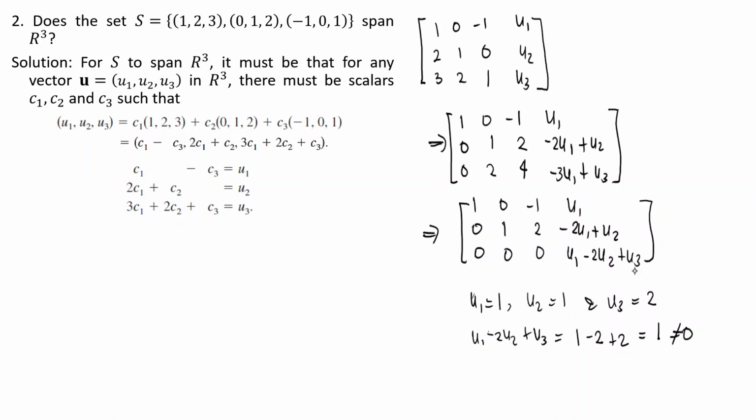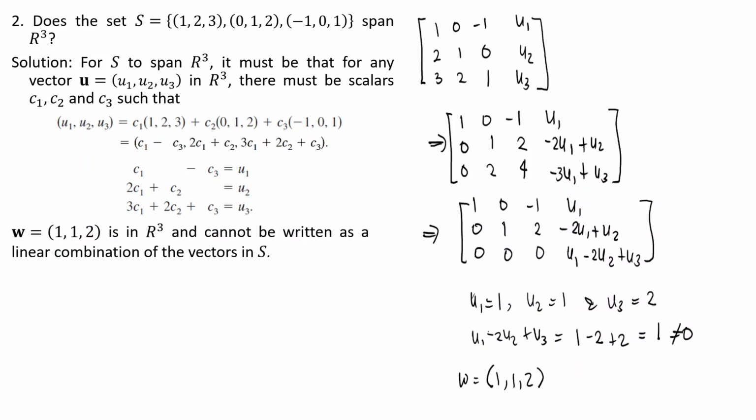So, we say that there exists a vector in R3, for instance, w, which is 1, 1, 2, that cannot be written as a linear combination of the vectors in S. Okay, so since there exists that vector that cannot be written as a linear combination of vectors in S, then we say that S does not span R3.